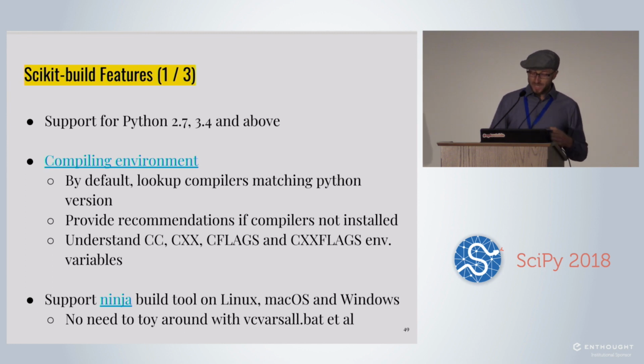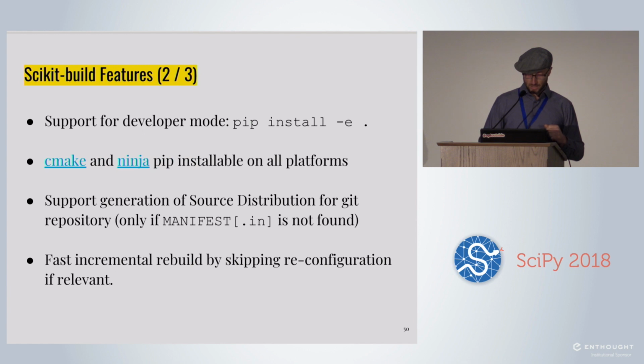It also supports the Ninja build tool on Linux, Mac OS X, and Windows. Ninja allows you to very efficiently build your code. When you have only one extension, it doesn't matter, but when you have a more complex project like TensorFlow, that will matter a lot. And you don't need to toy around with vcvarsall.bat. You can just call it from your terminal on Windows, and it's going to set the environment by leveraging existing code that was doing that.